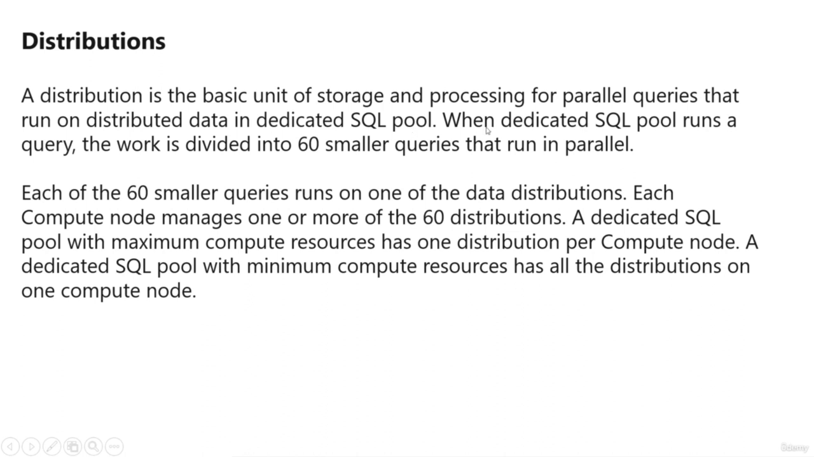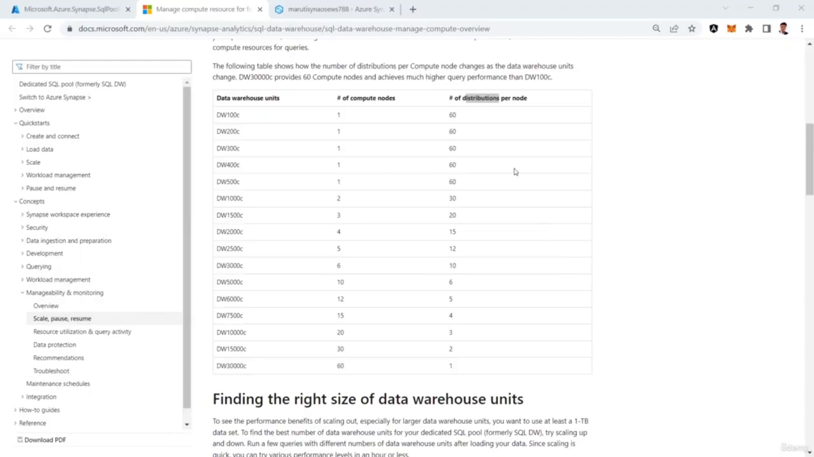When a dedicated SQL pool runs a query, the work is divided into 60 smaller queries that are going to execute in parallel. Each of the 60 smaller queries is going to run on one of the data distributions. Each compute node manages one or more of the 60 distributions. This brings me to one conclusion: if I have only one compute node, then all 60 distributions are going to be executed on that particular compute node only.